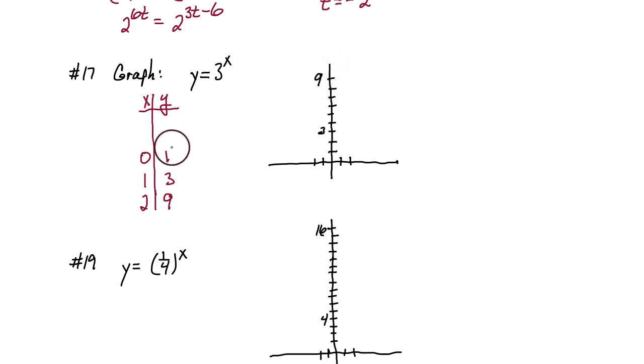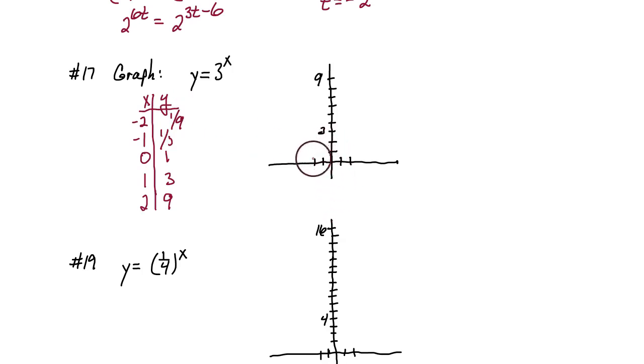We also want to know what happens to the left of the y-axis. So let's use some negative numbers for x. 3 to the negative 1 is 1/3. And when you use negative 2 for x, you would get 1/9.